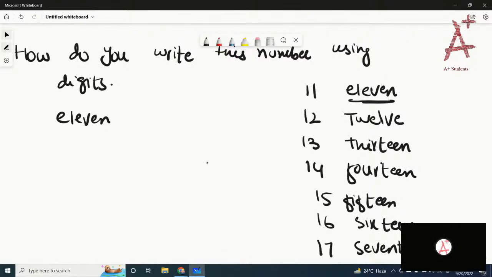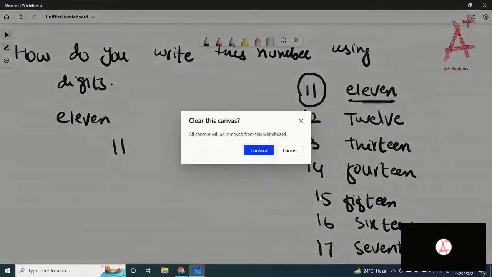So you can write it in digits as 11. 1 and 1, it makes 11. Got it? Okay, the next one is, how do you write this number using digits? And the number is 47.